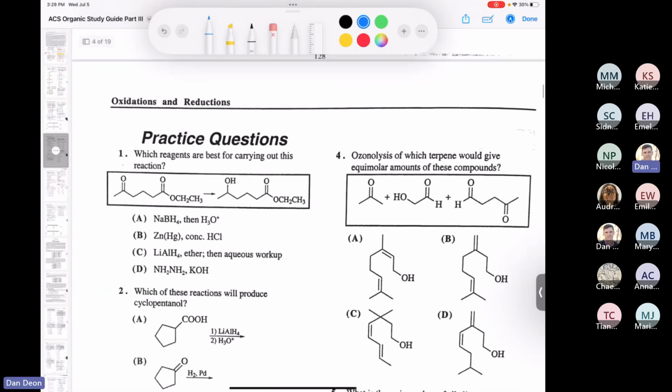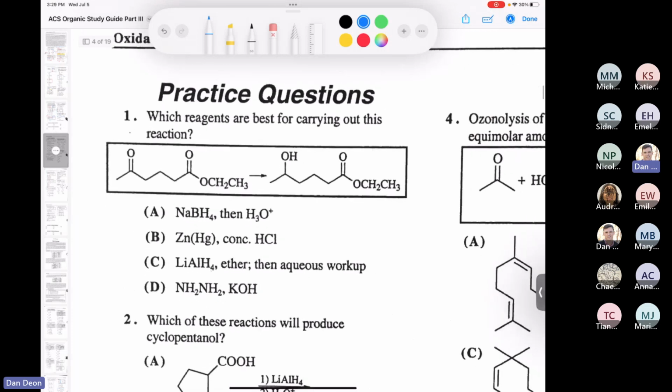Okay, let's take a look at some redox chemistry here. Question number 1 is, which reagents are the best for carrying out this reaction? So we have a ketone and we have an ester. We only want to reduce the ketone. We don't want to reduce the ester. So does anybody have any ideas about this one?